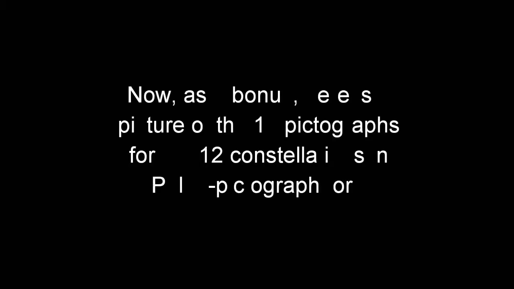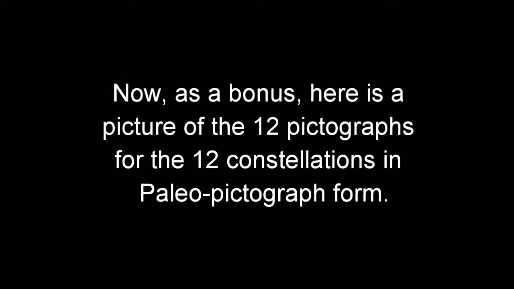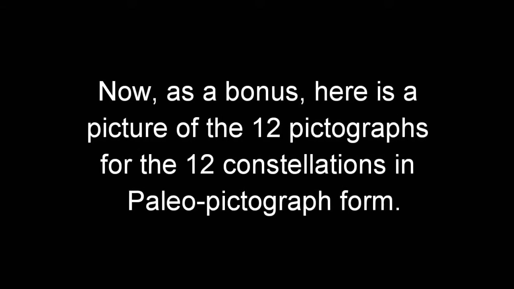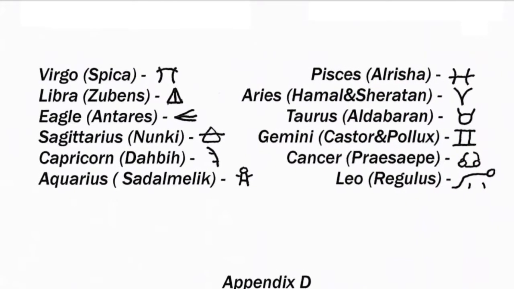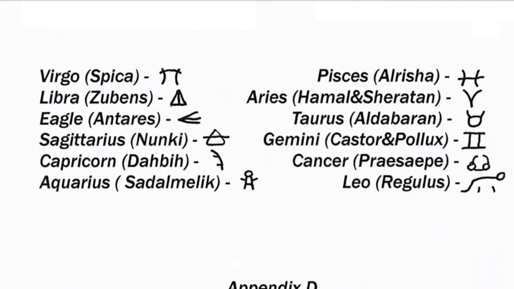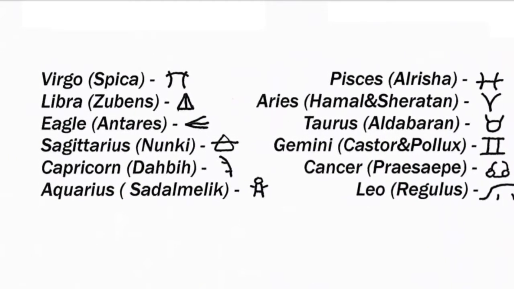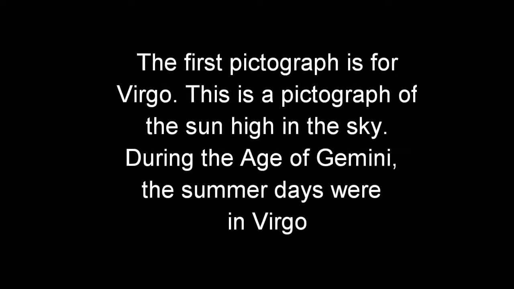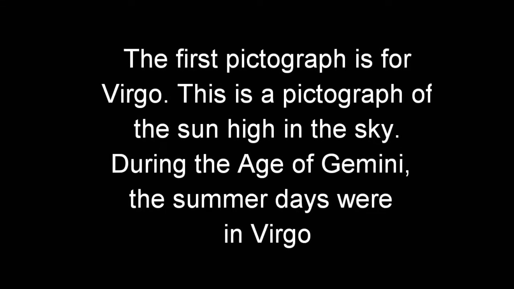Now, as a bonus, here is a picture of the 12 pictographs for the 12 constellations, in Paleo-pictograph form. These are the 12 pictograph signs, including the main stars for each constellation. The first pictograph is for Virgo. This is a pictograph of the sun high in the sky. During the age of Gemini, the summer days were in Virgo.